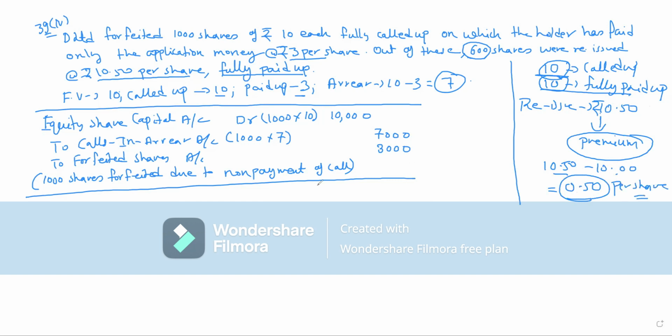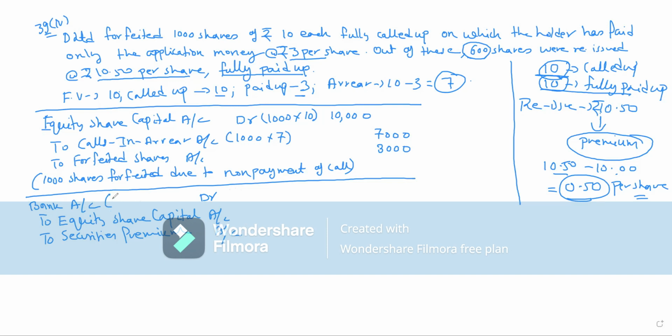Now when you reissue shares at a premium, what is the journal entry for that? Bank account debited, to equity share capital account, to securities premium account. Is this understood, students? Yes, sir. Reissued at a premium.